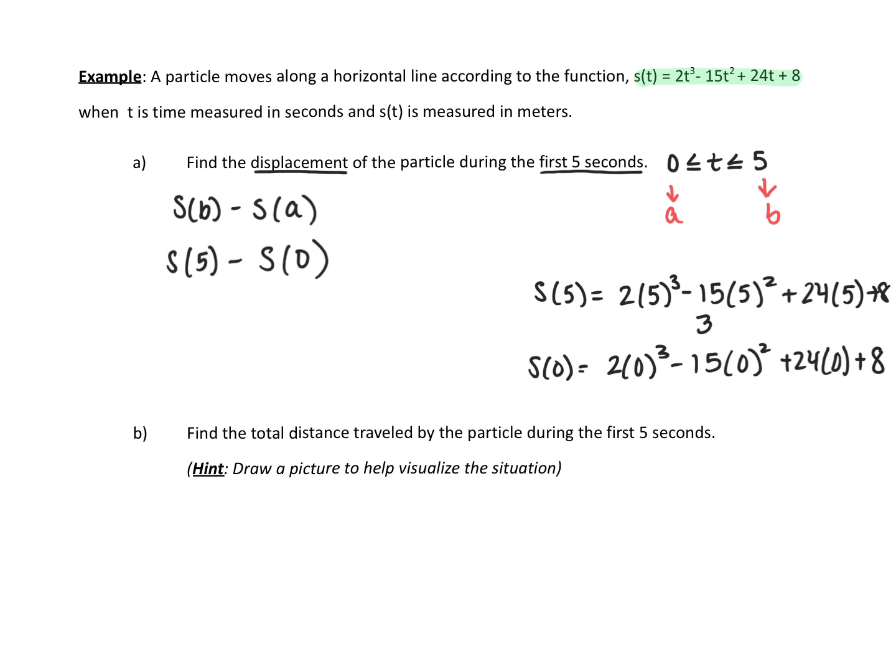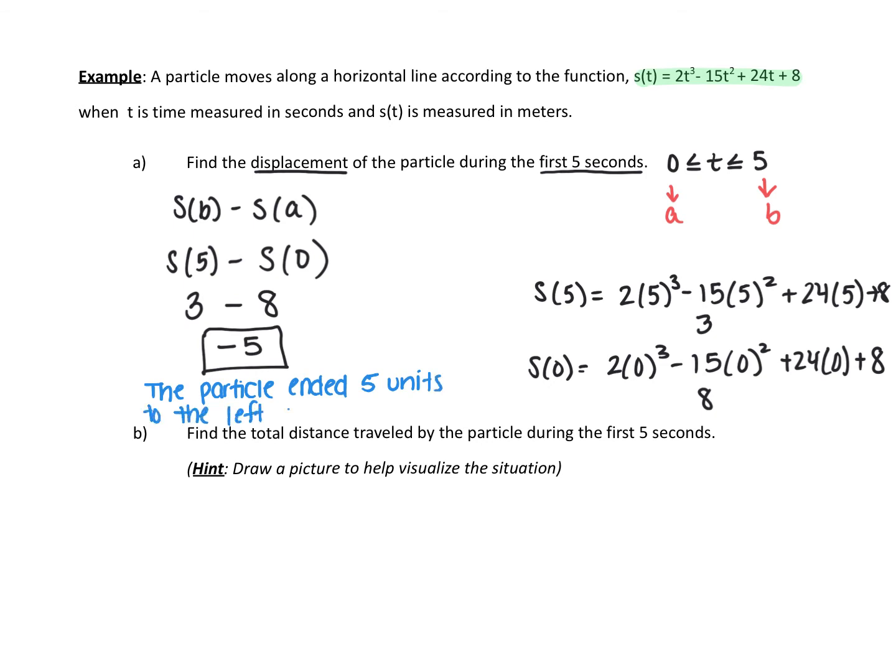And for S of 0, I got 8. So when you're going to do 3 minus 8, you're going to get negative 5. Now, some of you might be wondering, what does a negative 5 in the displacement mean? Well, it means that we landed left of where we started. So you could say the particle ended 5 units to the left of where it started.